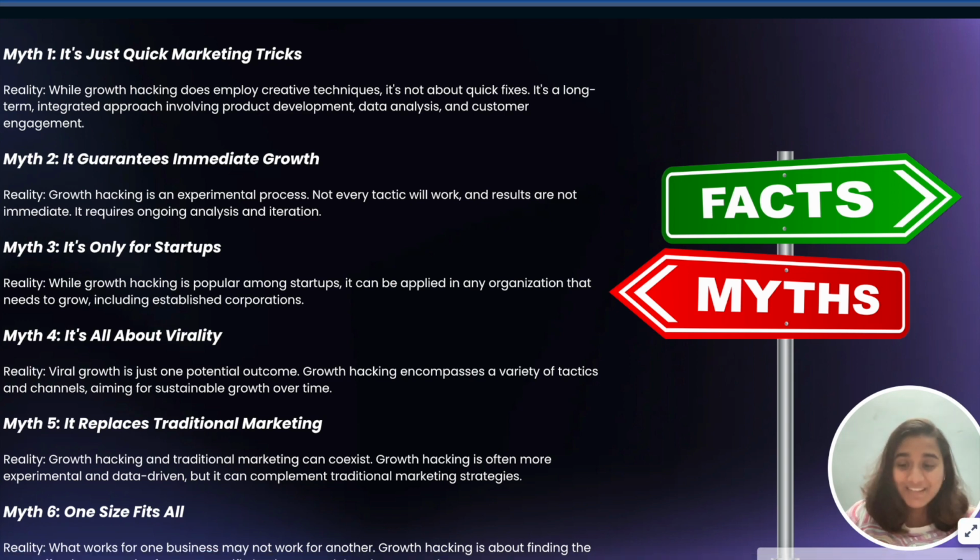So myth number 6, it's one size fits all. So obviously it is not. It varies from business to business. You have to run your own experiments in whatever business you work in. So it's all about finding the most effective strategy for your specific business model and customer base. So it's obviously not one size fits all. I hope you busted all the myths about growth hacking that you had in mind.